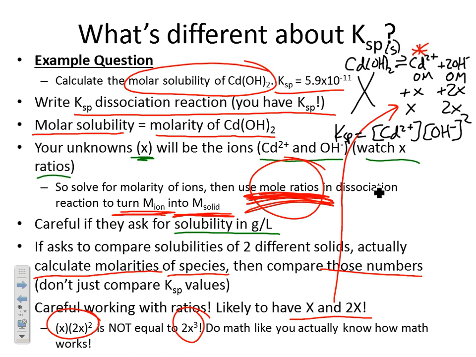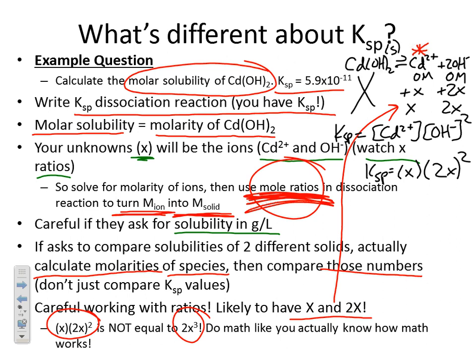So you're plugging in, you're like, okay, Ksp is going to be equal to x times (2x) squared. You're plugging it in, right? Oh my God, you guys, x times the quantity 2x, which is squared, is not 2x cubed. Do math like you know how math works. You have been through so many math classes in your life. Do not make that mistake. Square the entire quantity of 2x, which is 4x squared, and then you multiply it by another x and you get 4x cubed. Do that.